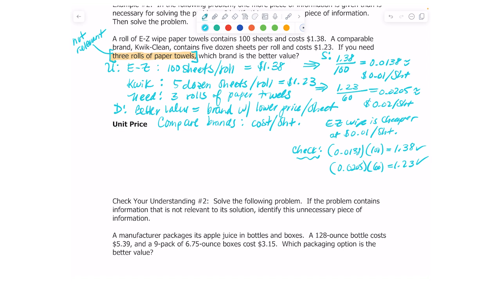So what we found there was something called the unit price, which is, unit means 1, the price of 1 sheet in this case. So the unit price for the roll of Easy Wipe paper towels would be 1 cent per sheet. The unit price for the better value would be 2 cents per sheet. So how did I find the unit price there? I just took the total price and I divided it by the total units. Okay. The word per is used to state unit prices.